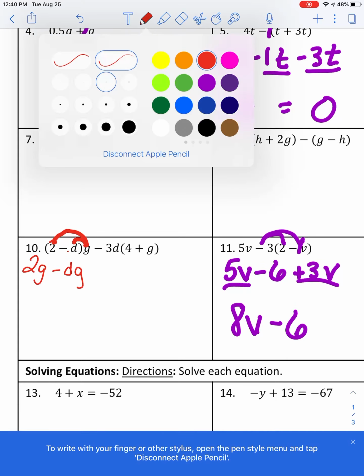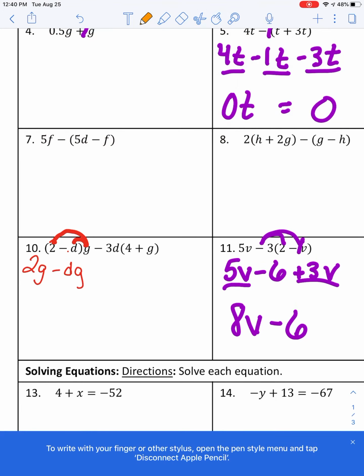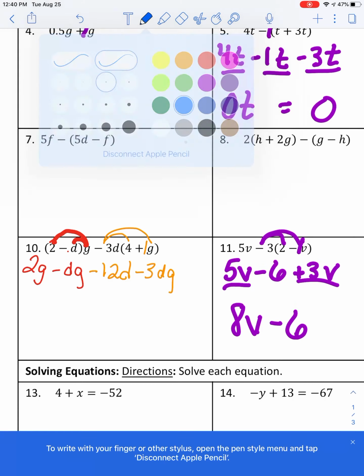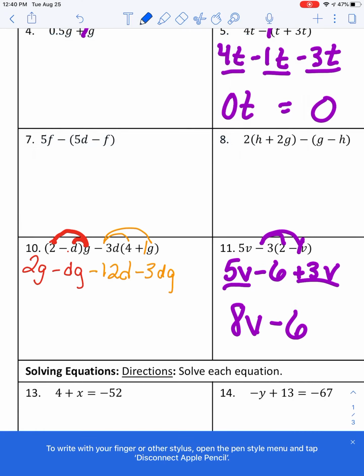Now what we're going to do, I'm going to change colors. I'll go to orange, and I'm going to take this negative 3d to the 4 and this negative 3d to the g. So you do a negative 3 times a 4 to get a negative 12, and that does have a d on it, that first arc. And then you do this negative 3 times technically a positive 1. That's a negative 3, and then the d and the g go right there. Now we find like terms. So what I'll do now is I'll get even more colorful, and I will underline the only 2 like terms that I see, this one here.